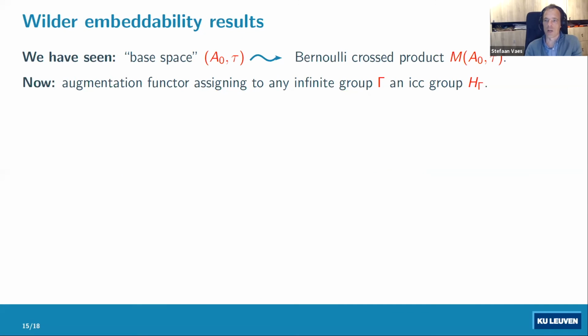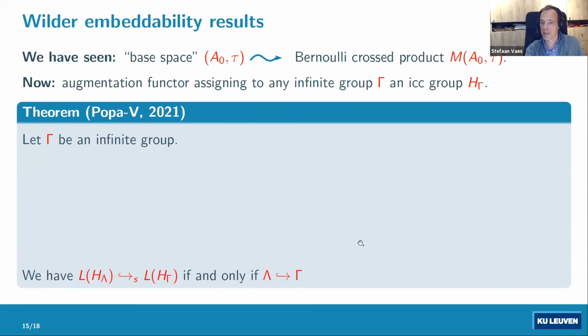Here is a very wild construction. It is a functor, a very canonical thing, really a functor, that assigns to any infinite group Gamma another group H(Gamma) with infinite conjugacy classes, and embeddability is exactly reflected as it was for groups. So it's a functor such that the group factor L of H(Lambda) embeds abstractly in an amplification of L of H(Gamma) if and only if you can do it on the level of the group. So if and only if you can do it canonically.